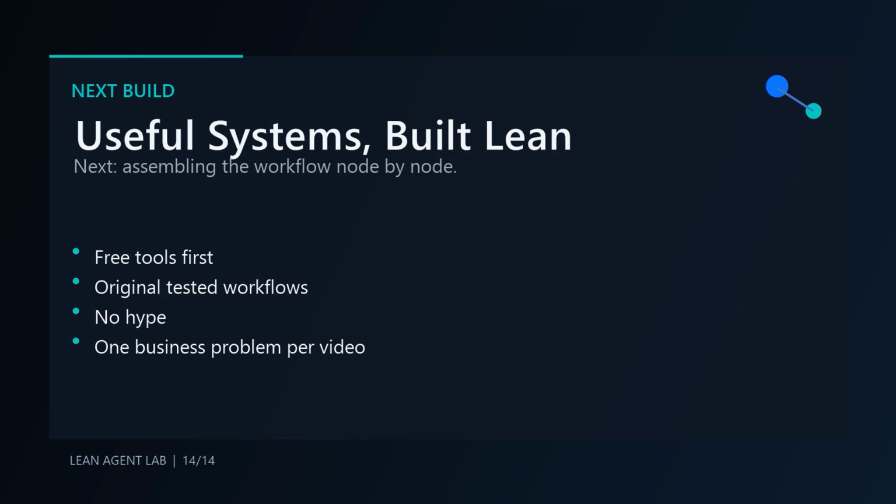The companion files include the starter sheet bridge and the exact field structure used in this episode. In the next build, we will assemble the N8N workflow node by node and add the error path that prevents accidental duplicate messages.